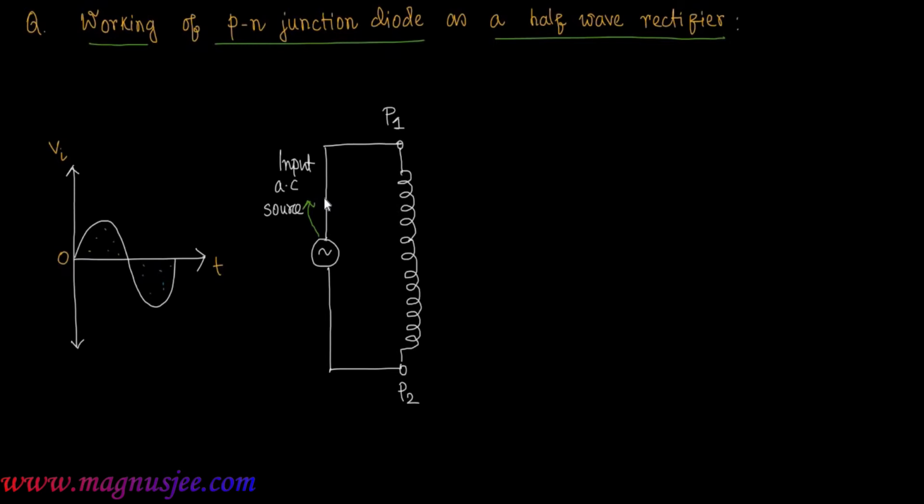And this is input alternating voltage. And this is positive half cycle. And this is negative half cycle.